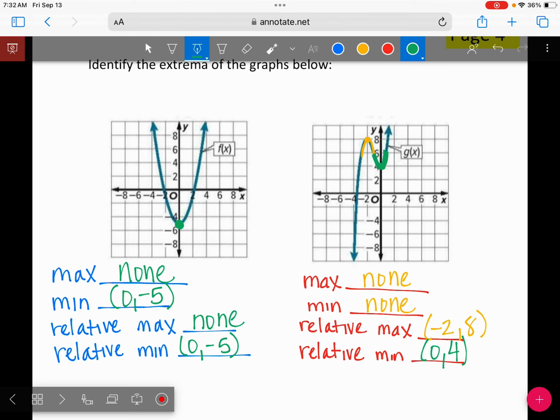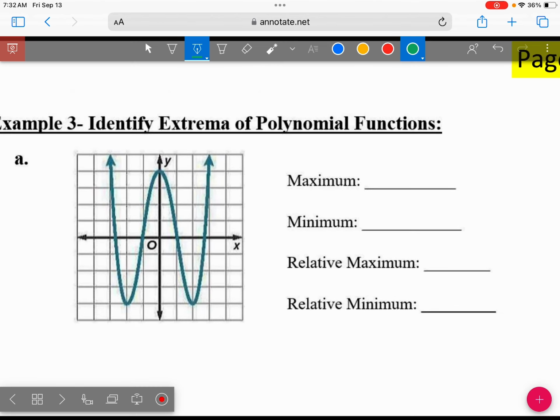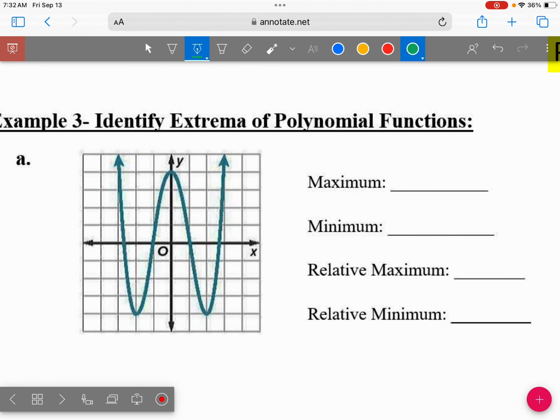All right, any questions about that? All right, let's go to the next page and look at a couple more graphs. All right, so do we have a maximum? Do we have arrows pointing up? Anytime you have arrows up, so look back here. Arrows up, no max. Arrows up, no max. So we have arrows up, so this will be none. We don't have that.